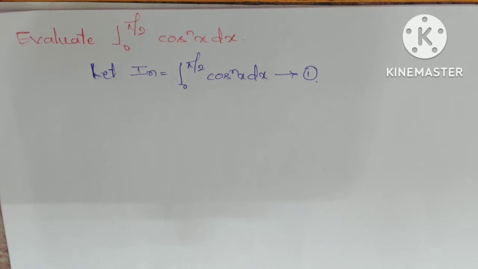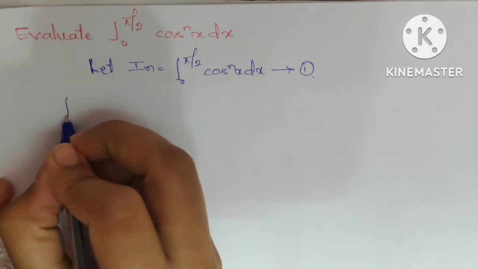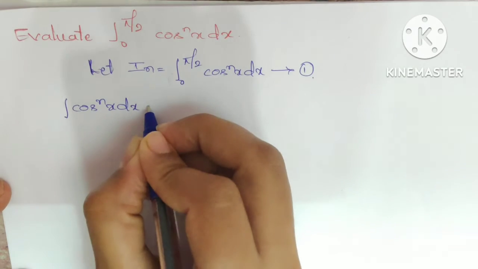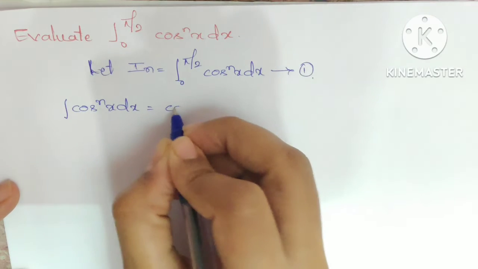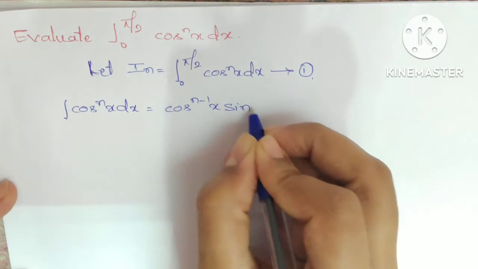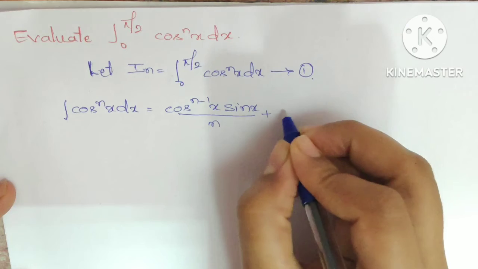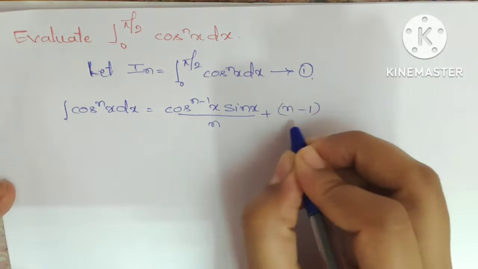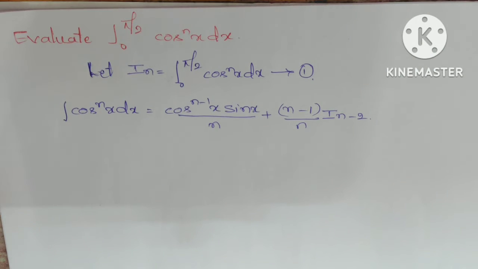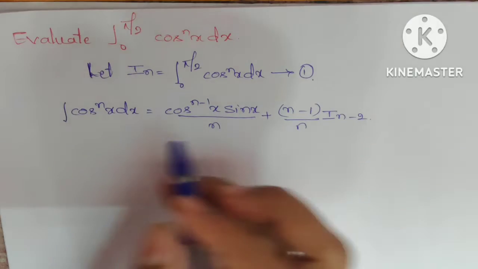Students, we have already derived the reduction formula for integration of cos power nx into dx. So integration of cos power nx into dx equals cos power n minus 1x into sin x divided by n plus n minus 1 by n into In minus 2. But here we have integration is from 0 to pi by 2.